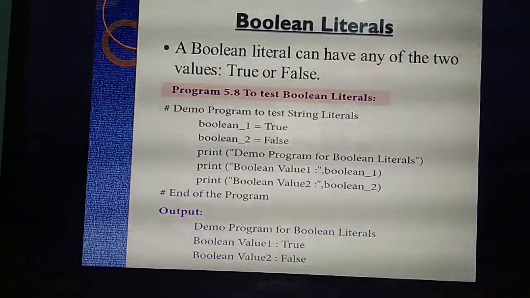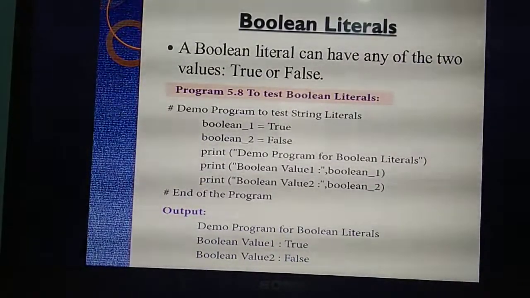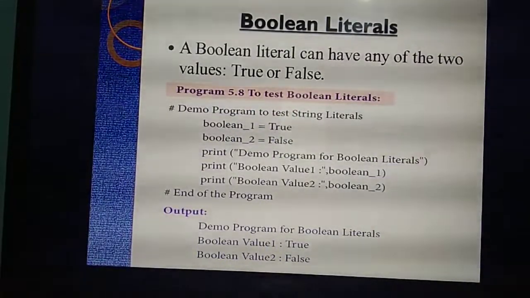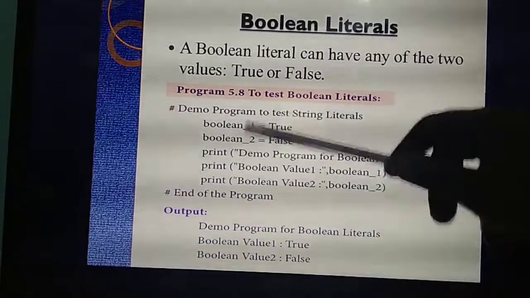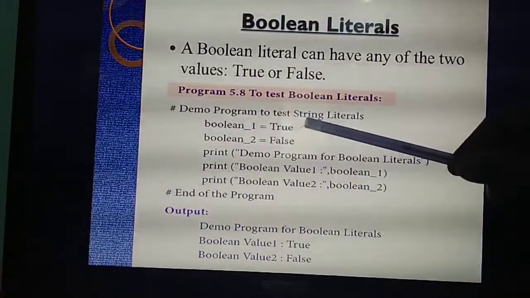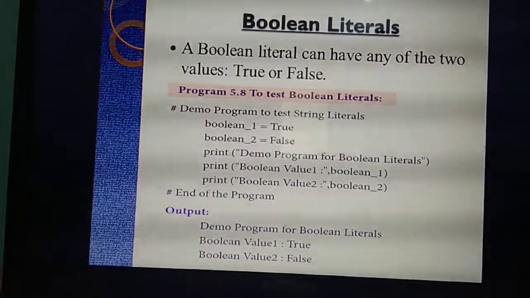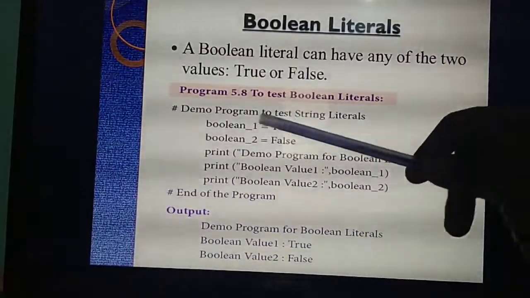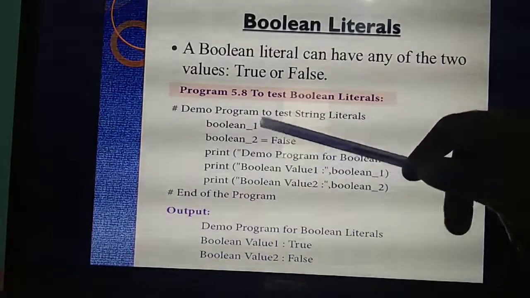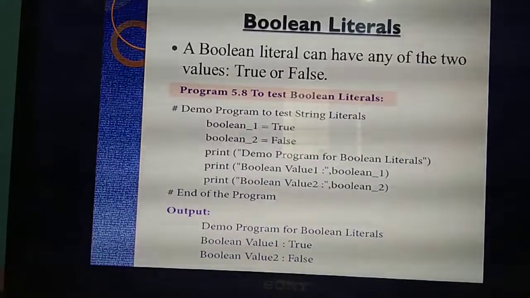Okay. So, here also they have given one program to test this Boolean literal. So, listen. First, 2 variables I have declared. What are the variables? Boolean 1 and Boolean 2. So, first variable I have given as true. Second variable I have given as false. Boolean 1 means I am giving as true. Boolean 2 means false. Okay.